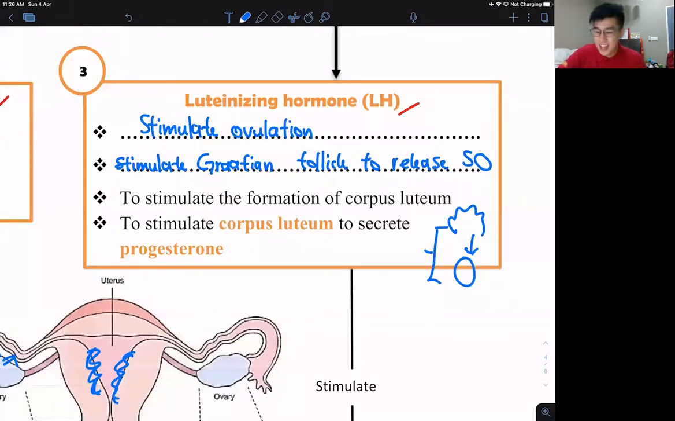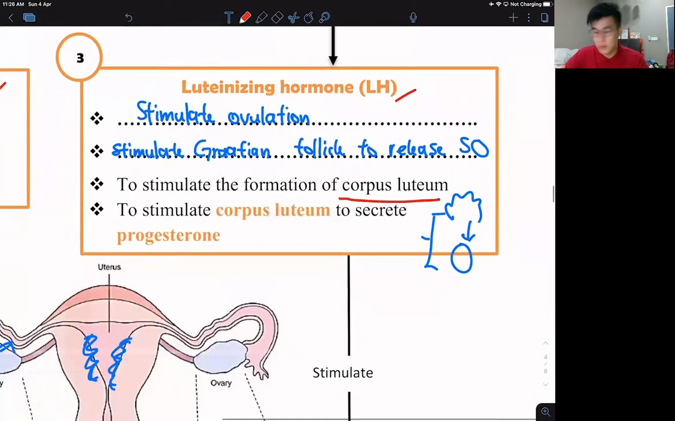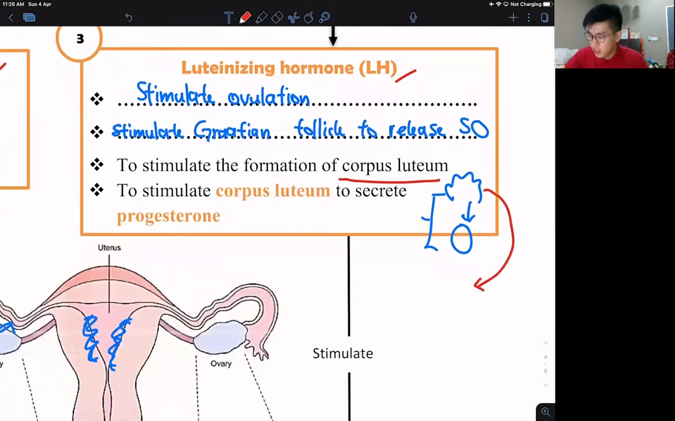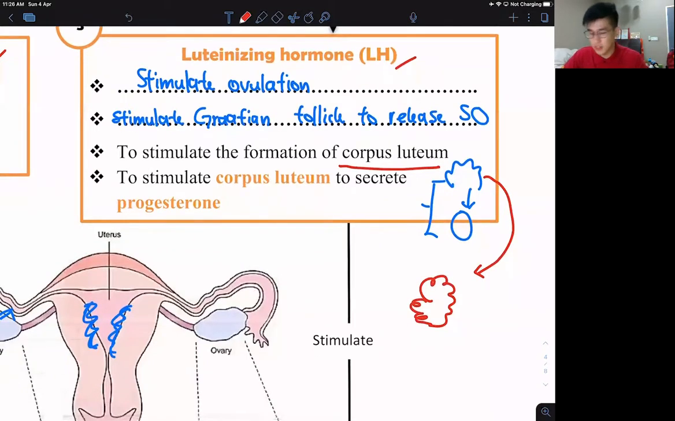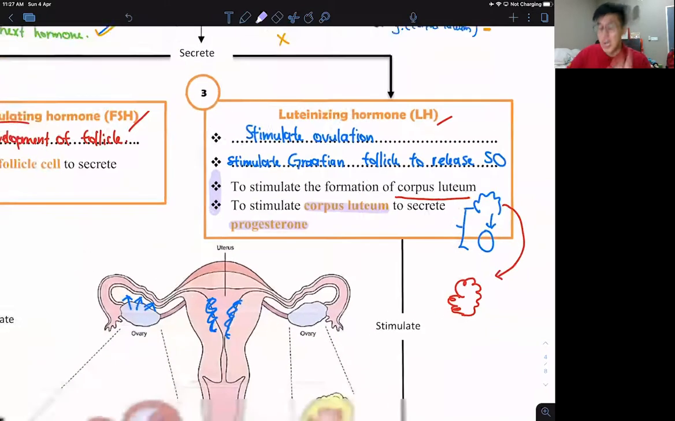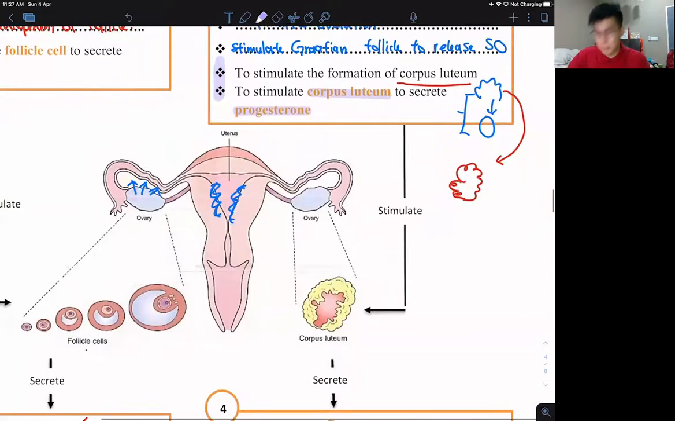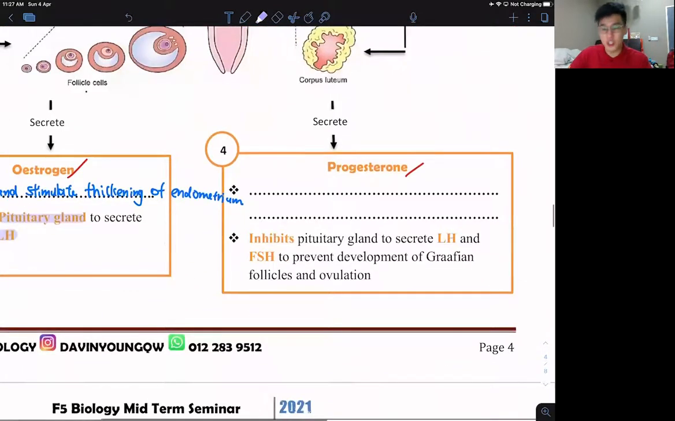And at the same time, LH needs to stimulate the next hormone. Now, how does LH stimulate the next hormone? Because LH stimulates the formation of corpus luteum. Means it stimulates the Graafian follicle to become the corpus luteum. Okay, a bit messy, sorry. Then it will stimulate the corpus luteum to secrete the last hormone, progesterone. See that or not? So I stimulate the next hormone. And then the corpus luteum secretes the last hormone, which is progesterone.